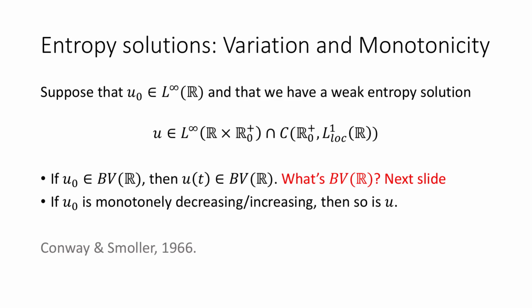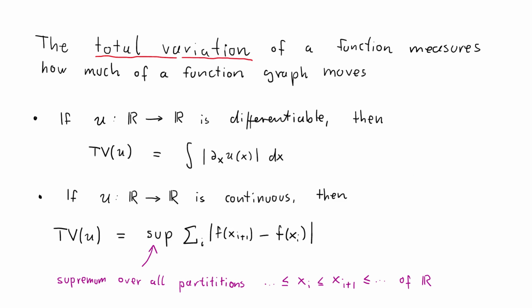Furthermore, if U0 is monotonely decreasing or increasing, then the same is also true for the entropy solution U. In that sense, monotonicity is preserved. Now, what about the bounded variation? What about the BV space? To make sense of that, we need to introduce a new term, namely the total variation. The total variation of a function measures how much the function graph moves.